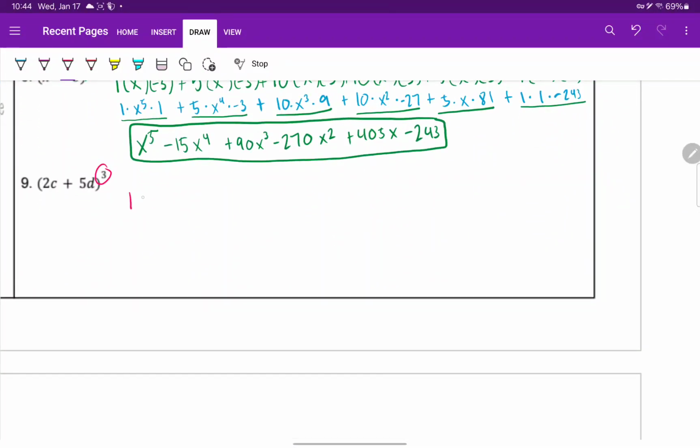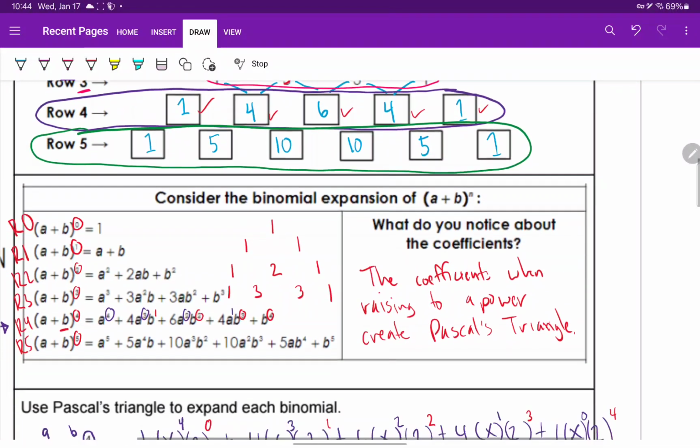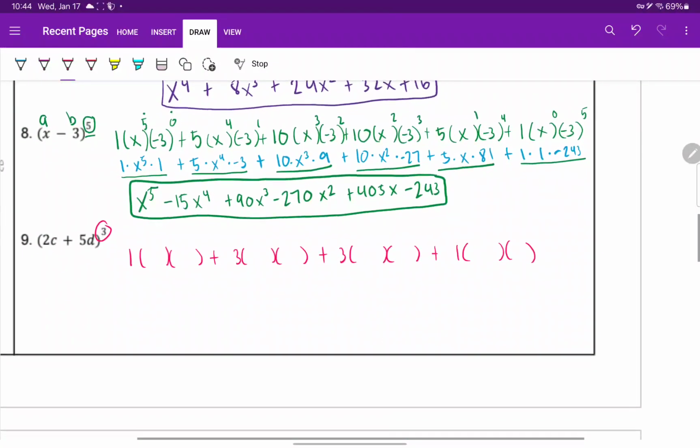So I'm going to start with 1 parentheses, plus 3 parentheses, plus 3 parentheses, plus 1 parentheses. And I'm going to verify that is correct. 1, 3, 3, 1, just to verify it, is correct. Okay. Now we go over here. This is A and this is B. So we have first one is 2C, second one is 5D. We're going to put those in each one.